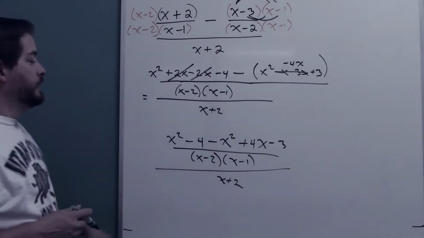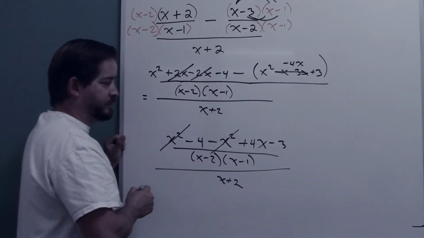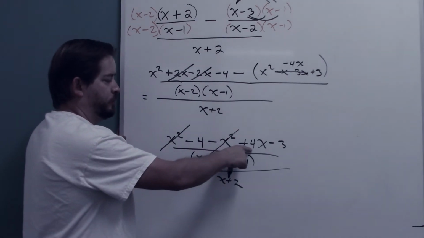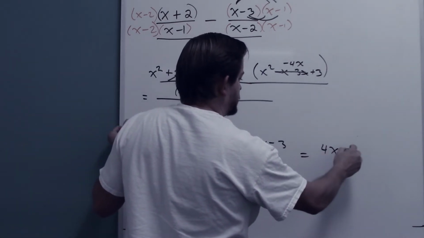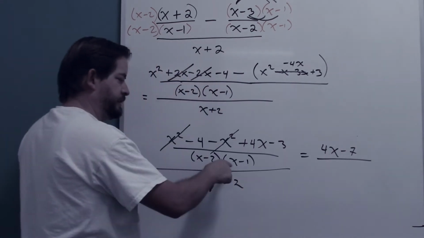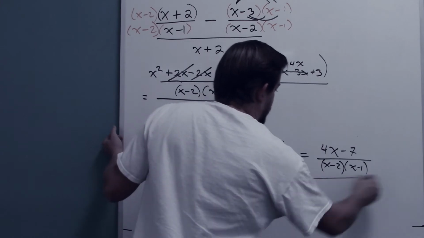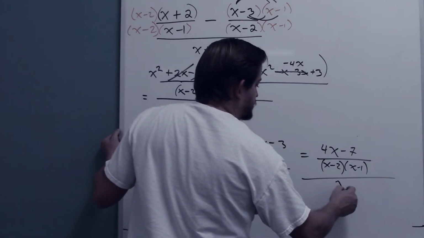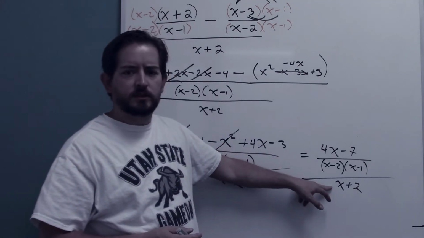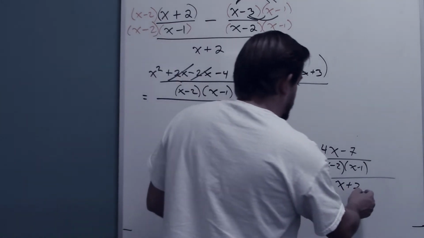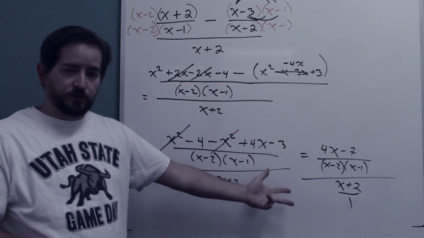If I simplify a little bit more up here, this x squared and minus x squared are going to cancel each other out. And then I have 4x minus 7 left over. That's all over this x minus 2, x minus 1, and that's all over this x plus 2. It's weird at this point because we have this fraction now just over an x plus 2, but I can call that x plus 2 over 1 and treat it like now it's a fraction over a fraction.